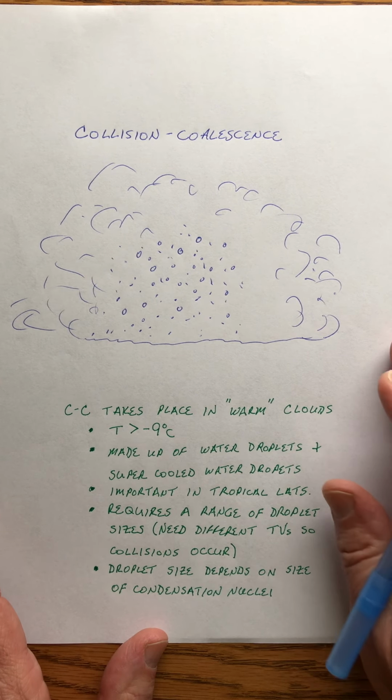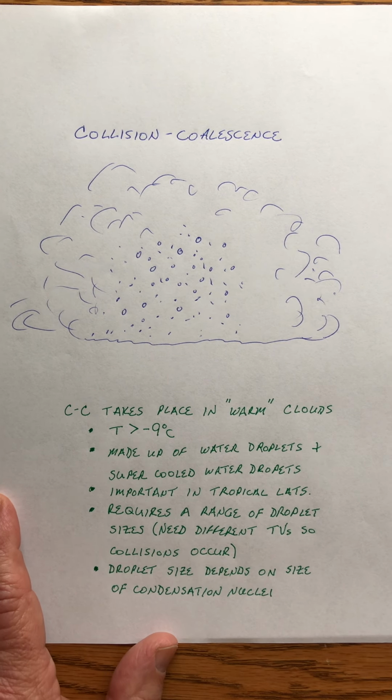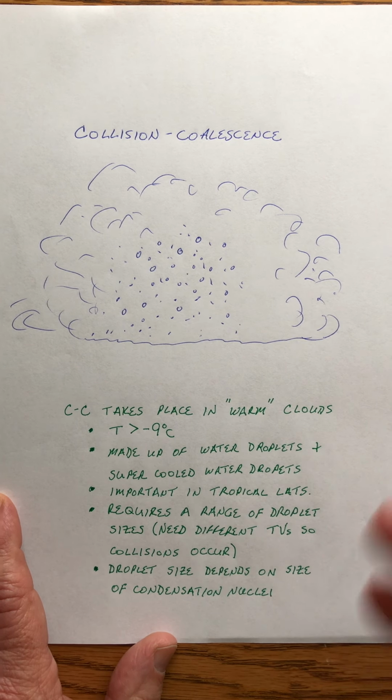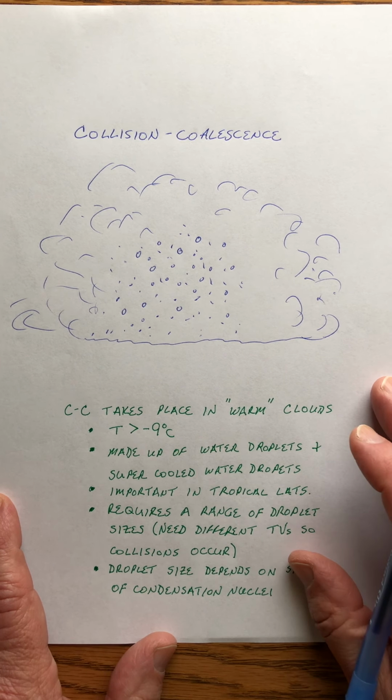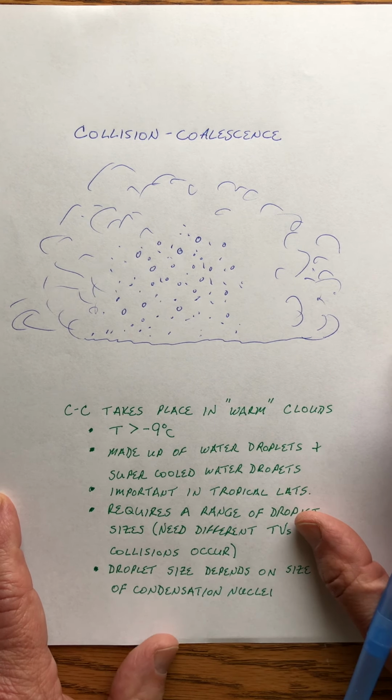Hi class. As I mentioned in the last video, one of the ways that a cloud droplet can grow to a size in which it can fall below the cloud base without evaporating. Basically, what I'm saying is one of the ways in which we can grow a cloud droplet to a raindrop size is through a process called the collision-coalescence method.